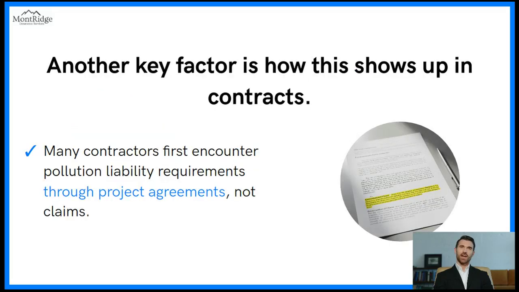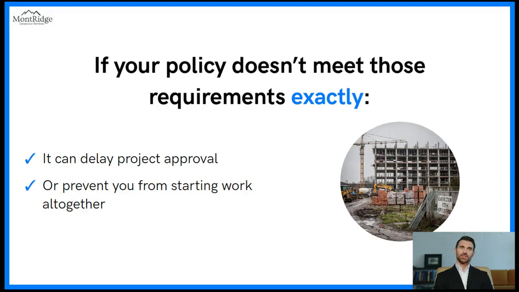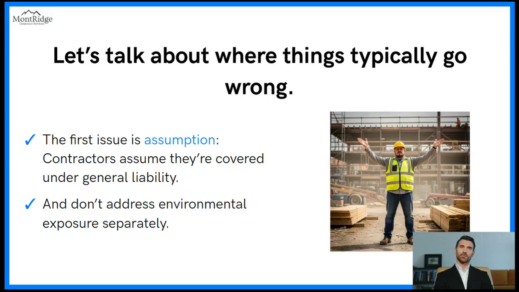Another key factor is how this shows up in contracts. Many contractors first encounter pollution liability requirements through project agreements, not claims. It's common to see requirements for contractors' pollution liability coverage, specific coverage limits, completed operations extensions, or endorsements tied to environmental exposure. If your policy doesn't meet those requirements exactly, it can delay project approval or prevent you from starting work altogether.